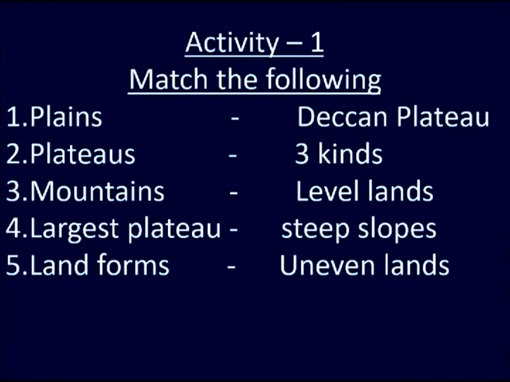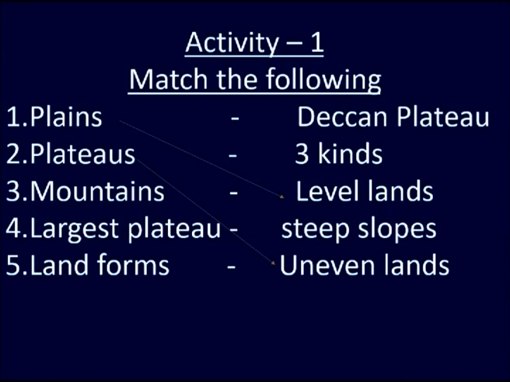We will go for a small activity before we continue with the lesson. The activity is match the following. Can you see the match the following, children? Now you see plains. Match the plains with the right answer. How are the plains? They are the level lands. The second one you see, children, plateaus. How are the plateaus? Yes, they are the uneven lands.